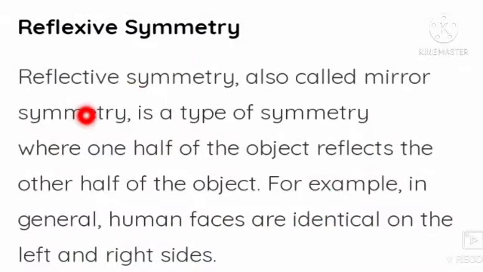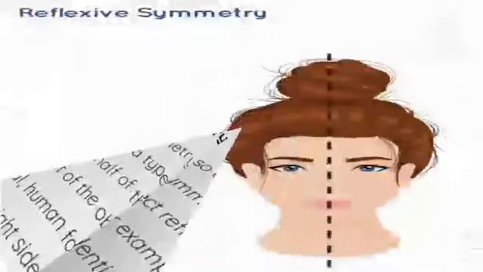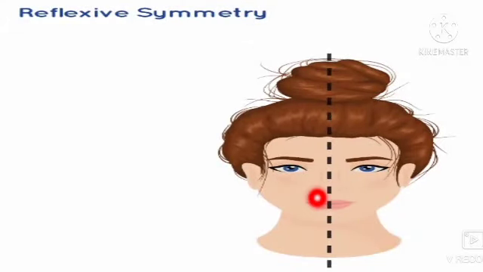Reflective symmetry. Reflective symmetry, also called mirror symmetry, is a type of symmetry where one half of the object reflects the other half of the object. For example, in general, human faces are identical on the left and right sides. This is the example of reflective symmetry.